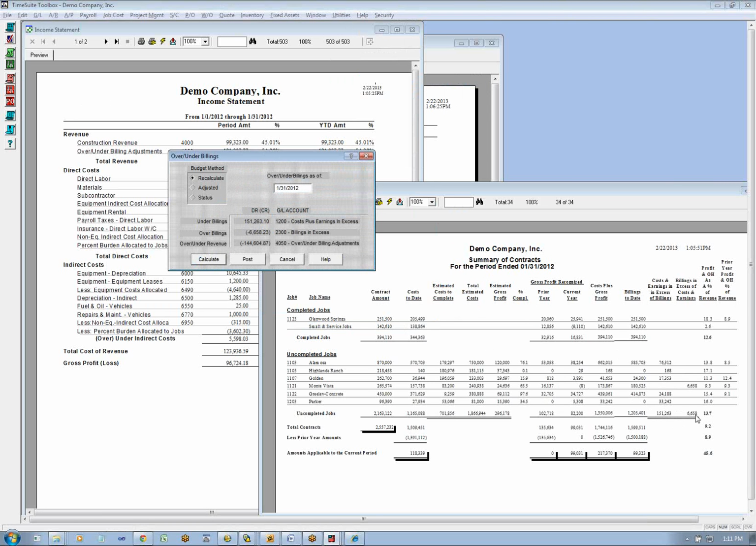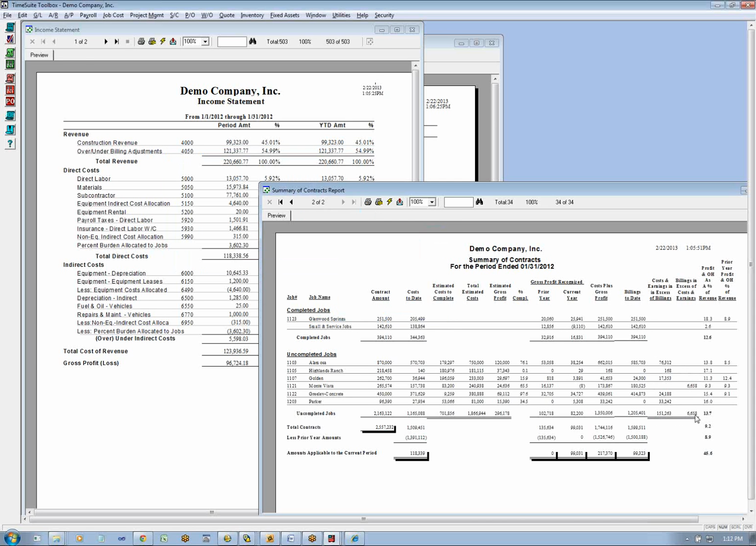So now the 151,263 is here. The 6,658 is here, and the difference is that. Typically, when you're underbilled a substantial amount, that's not always good, so you kind of want to figure out if that's fair. Okay, and that's a different conversation. But we have our over-under billings, and we say post it, and so it posts our over-under billings. It does our accrual and our reversing entry, and it basically puts this asset on the books and puts this liability on the books.